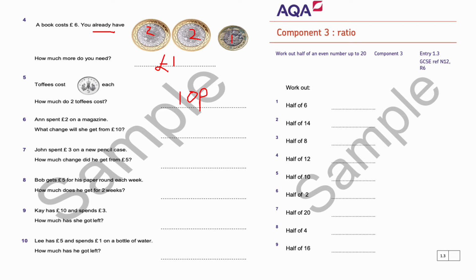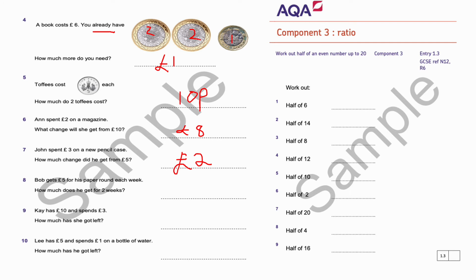Okay, question number 6. Anne spent £2 on a magazine. What change will she get from £10? Well, £10 take away £2, I get £8. Okay. This is question number 7. John spent £3 on a new pencil case. How much change did he get from £5? Okay, the answer will be £2. £5 take away £3 is £2.